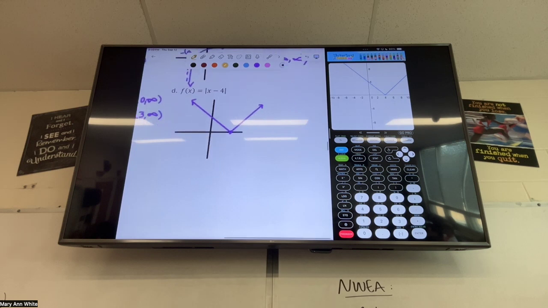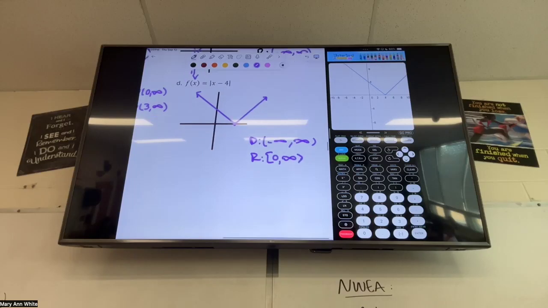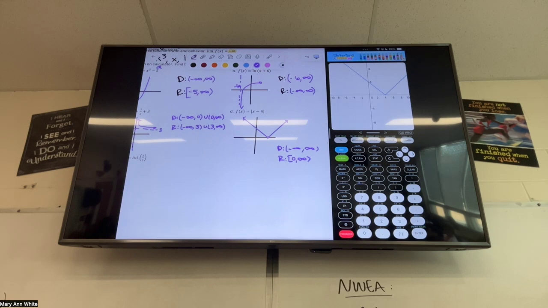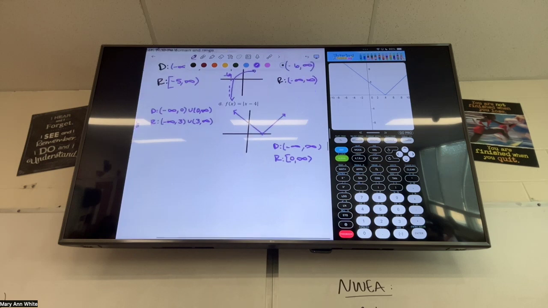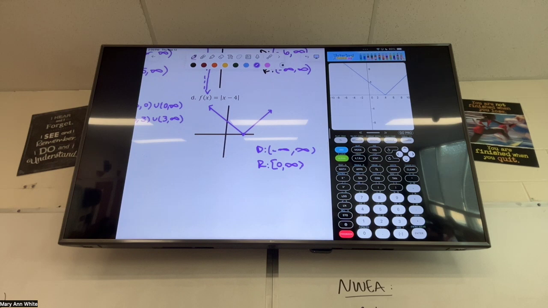Okay, what's my domain here? Good. Negative infinity to positive infinity. What about my range? 0 to infinity. Good. And then the last funny graph before we get into our piecewise is a greatest integer. And you find greatest integer the exact same place we just found absolute value.